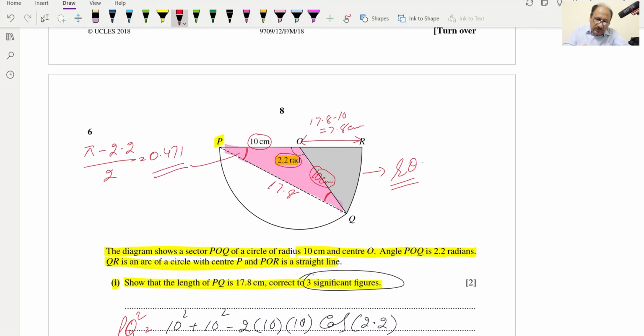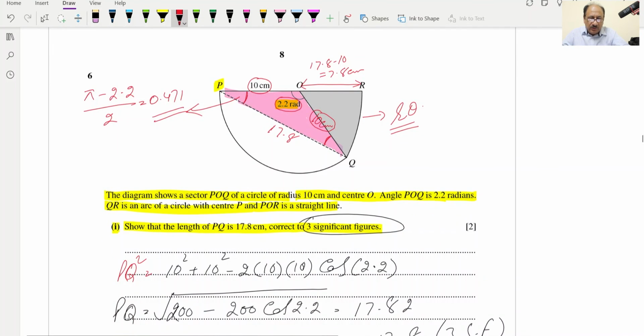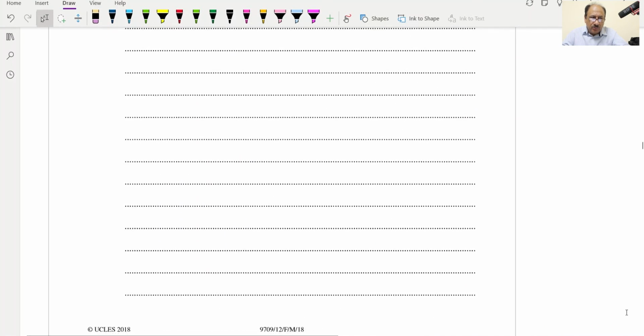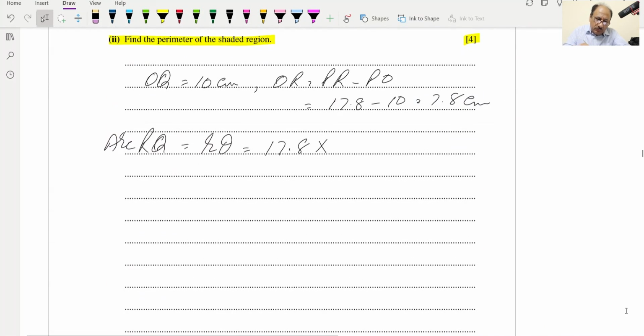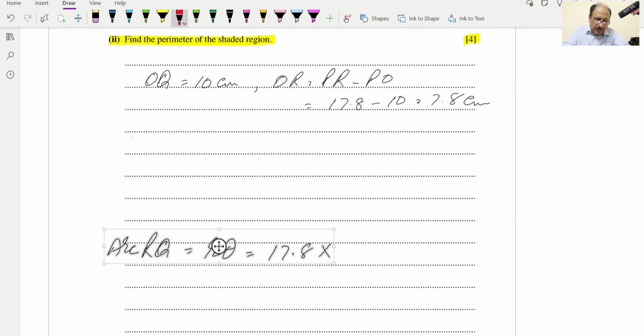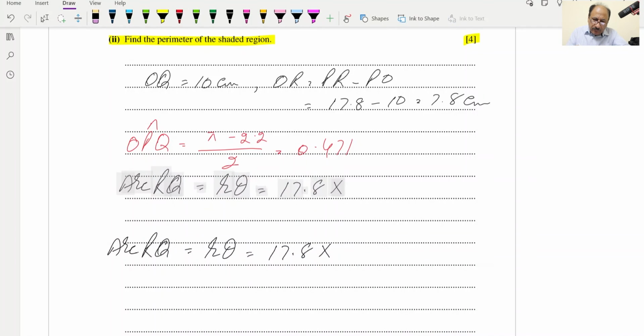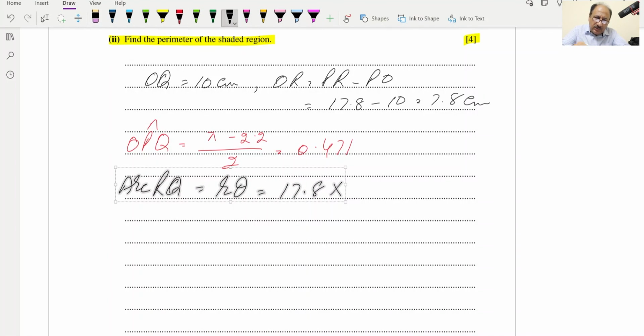This will be this angle P, so we can write angle OPQ. I will shift this a little lower and write here angle OPQ is equal to (pi minus 2.2) over 2, and this is equal to 0.471. Now we can add this angle, we can write this step over here, and this angle is 0.471.